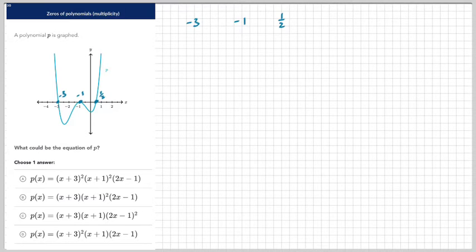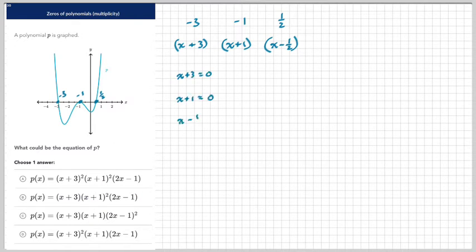So if we have -3, -1, +1/2, that means we would have these factors. We would have x plus 3, x plus 1, and x minus 1/2. All of these would give me these zeros. Now, you guys are probably seeing x minus 1/2, and you're going, I don't see an x minus 1/2 down here. You're right. Okay, we'll get there.